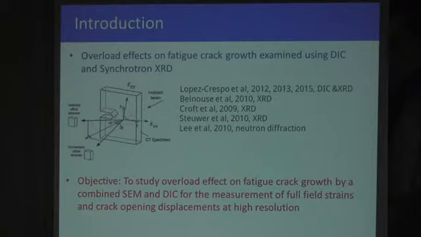What they've chosen is overload. This is not something that I have chosen, because quite a lot of work has already been done. In a quick search, I found those references. I do apologize if I overlooked any work that's already published. But from those selected references, you can see that people have used DIC, X-ray diffraction, and neutron diffraction to look into the overload effect on fatigue crack growth. We know X-ray diffraction, although it's very powerful, can look into the bulk response, elastic strain.